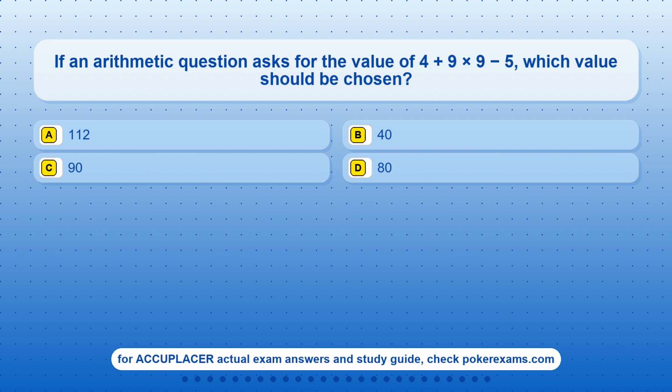Question 4. If an arithmetic question asks for the value of 4 plus 9 times 9 minus 5, which value should be chosen? Option A, 112. Option B, 40. Option C, 90. Option D, 80.